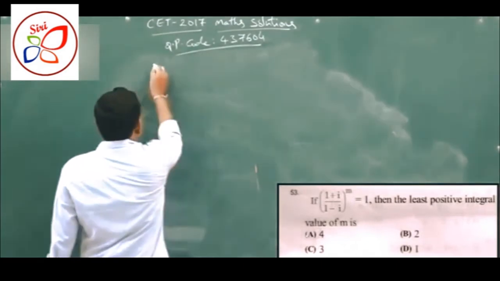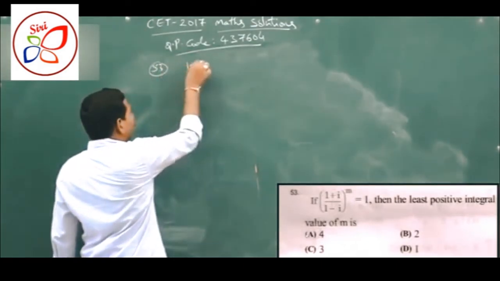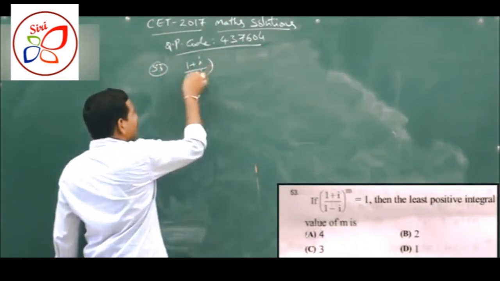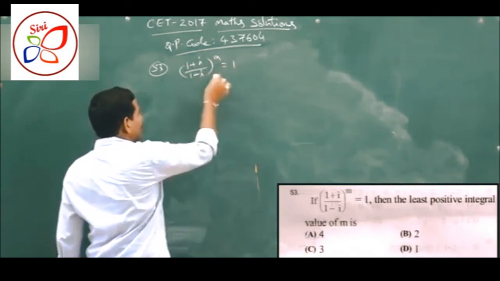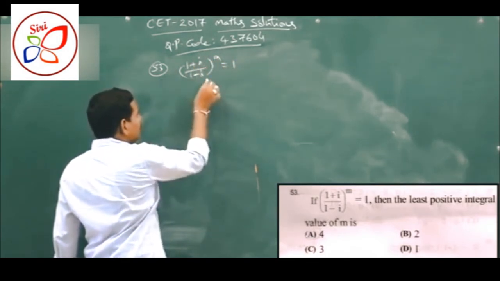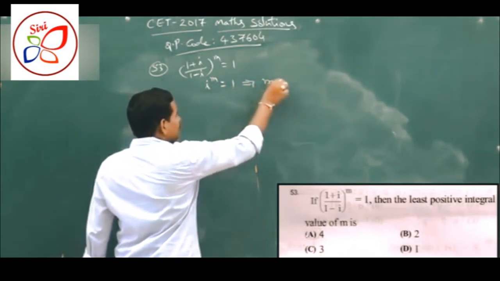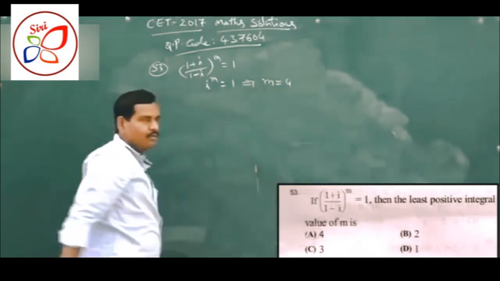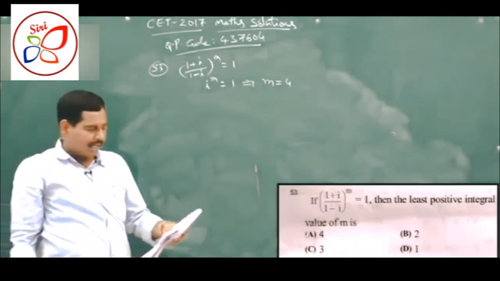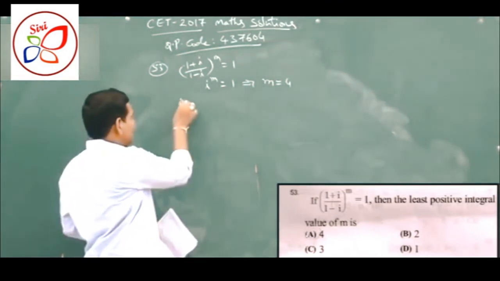Question number 53. (1 plus i by 1 minus i) whole power m is equal to 1. Its value is i to the power m is equal to 1, which means the least integral value of m to get 1 is 4, because i square is minus 1, i power 4 is plus 1, which is in option A.